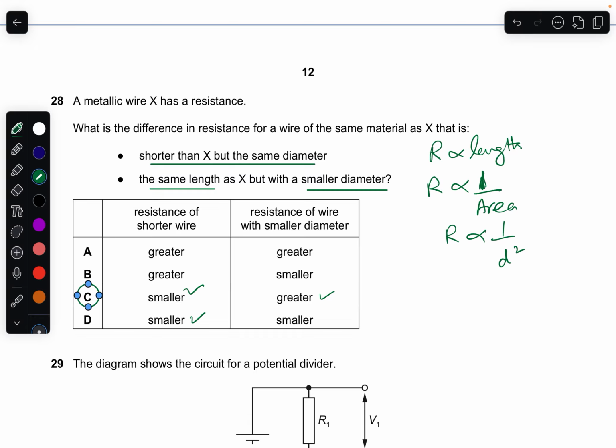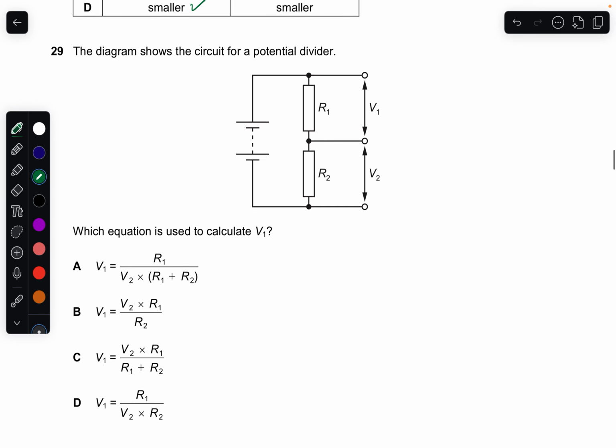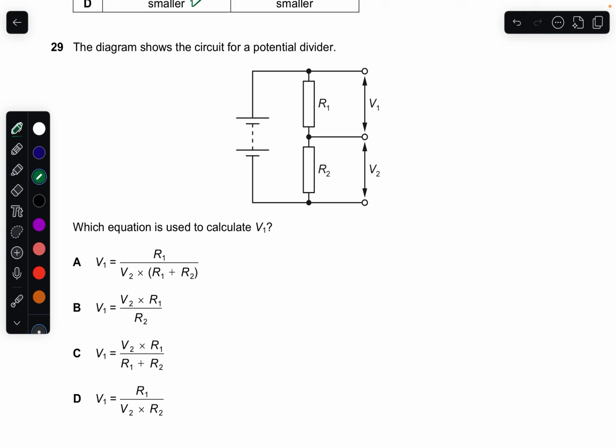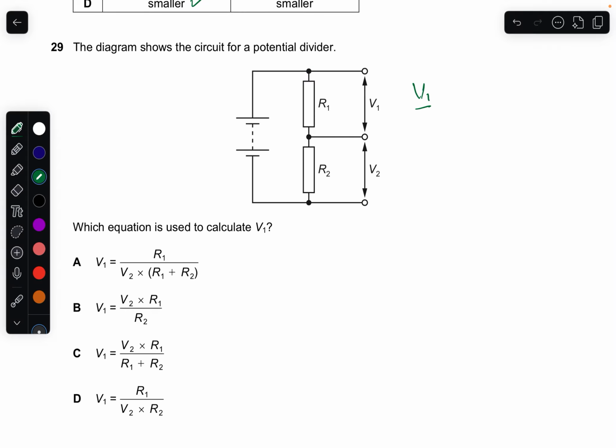In question 29, the diagram shows a potential divider circuit. Which equation is used to calculate V1? There are two formulas for the potential divider. One is with respect to the input voltage, and one is used for these two voltages. That one was the ratio. If you remember, V1 over V2, the ratio of voltages, will be equal to the ratio of resistances. If you check closely, B is correct, because you can rearrange this into this form. This V2 will go there and R1 over R2. This will make exactly that.